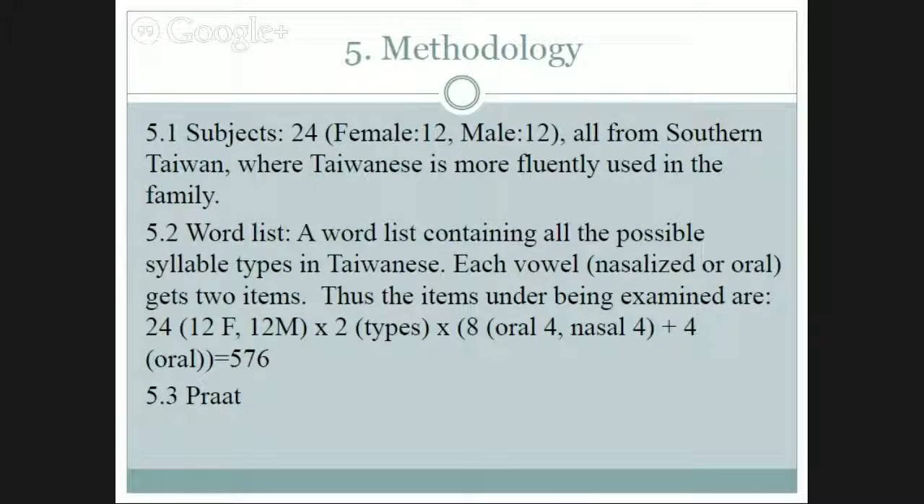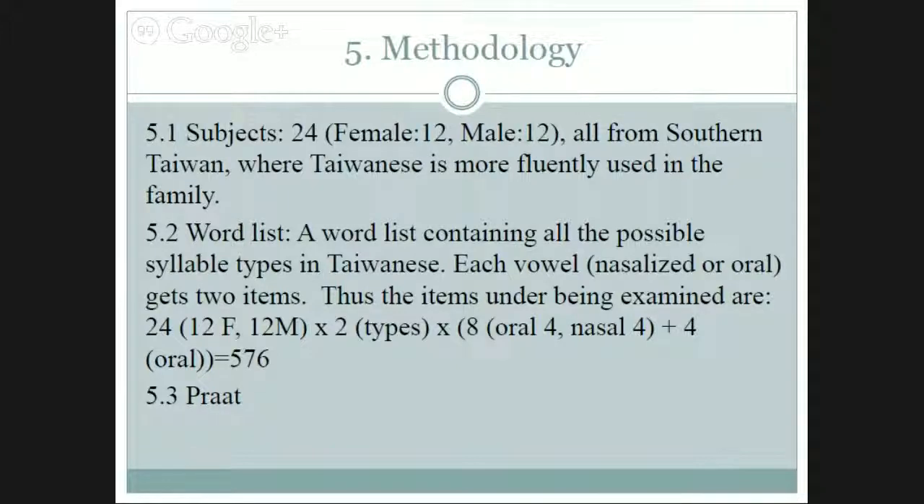For the methodology, I found 24 participants, 12 female and 12 male, all from southern Taiwan. Taiwanese is normally spoken in the family. I used a word list to elicit all the possible nasal syllables. In total, I have 576 items under study. And I used Praat, which did not come out so well in my study, but it testifies that it's a very good instrument waiting for modification.